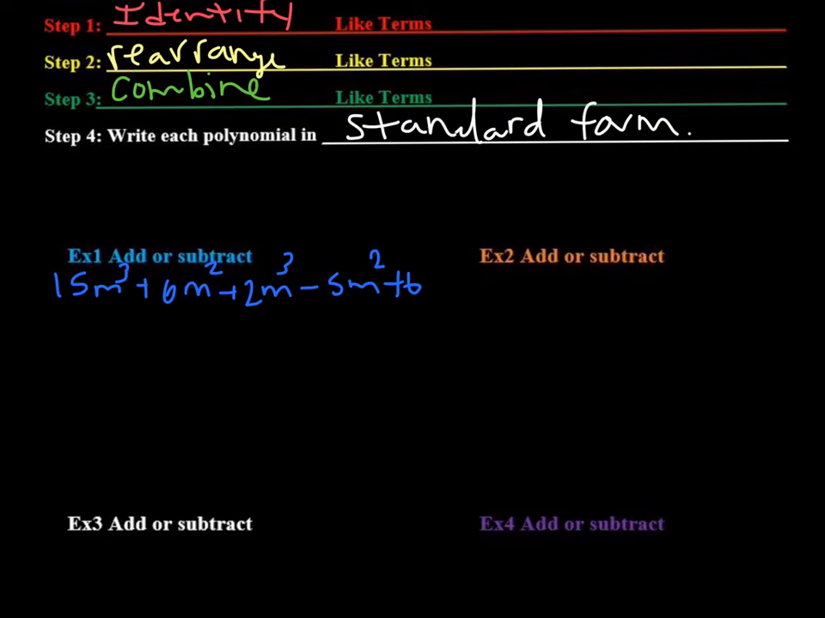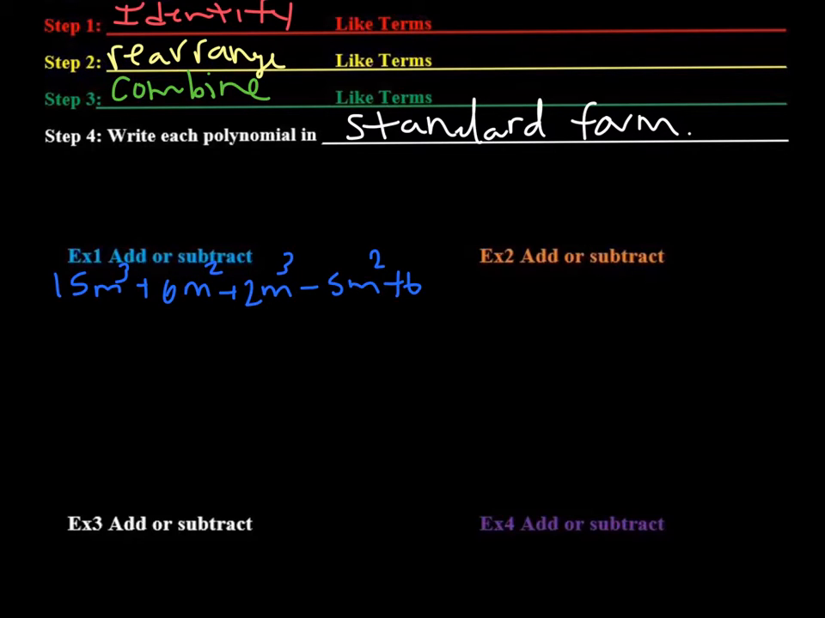Alright, for the first example, we have 15m to the third power plus 6m to the second power plus 2m to the third power minus 5m to the second power plus 6. This seems like, oh man, it's so long and it looks like it's extremely hard, but it's not too bad. So step 1, you want to identify the like terms. Again, same variable, same power.